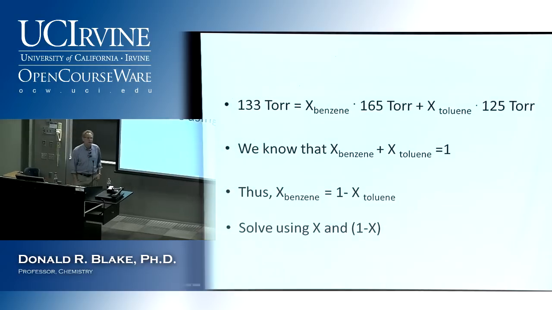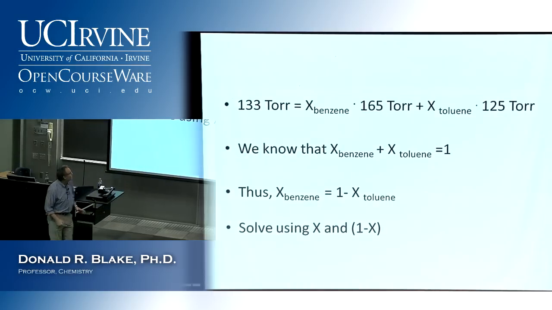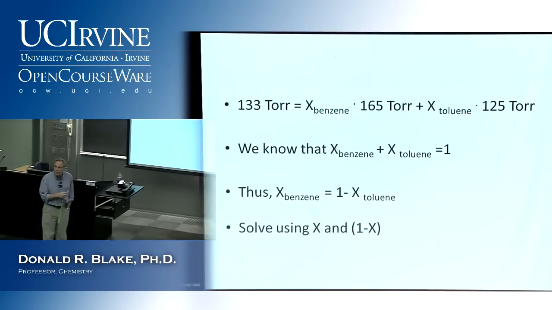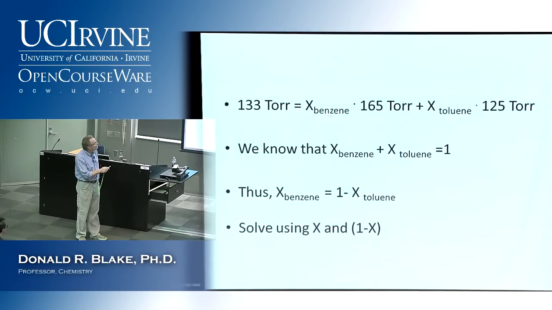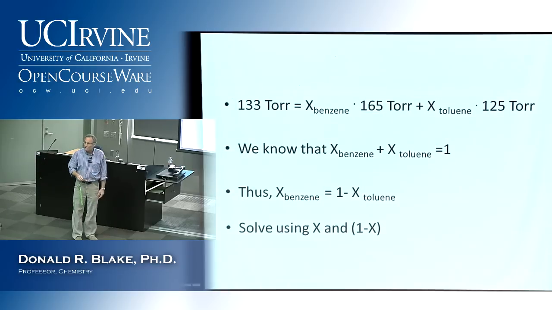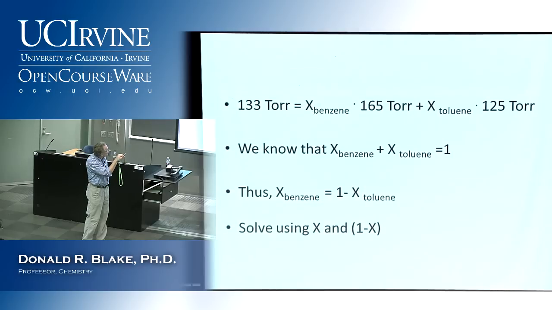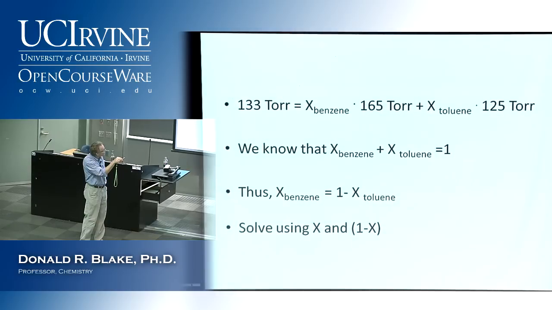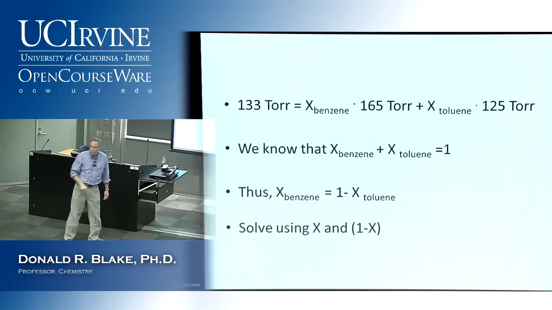For those who forgot, and it's okay to have forgotten something, like I said, we went over this earlier today. Here's the equation. I gave you 133 torr. That's going to be equal to the mole fraction of benzene times 165 torr, which was given, plus the mole fraction of toluene times 125 torr. If this was a 1, this would be 165 over here. If this was a 1 here, then this would be 125. So you got 133. We know that the mole fraction of benzene plus the mole fraction of toluene equals 1.